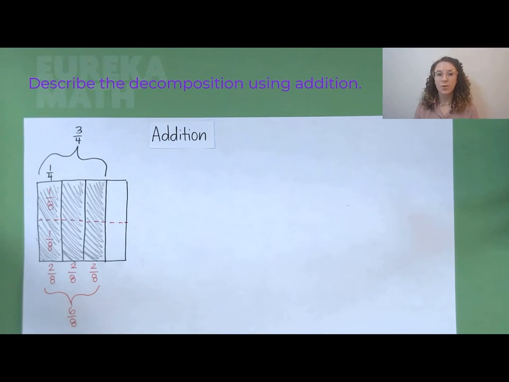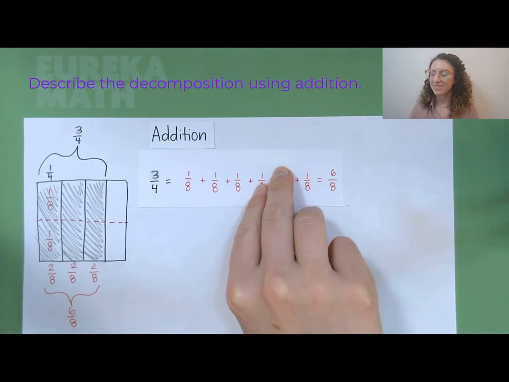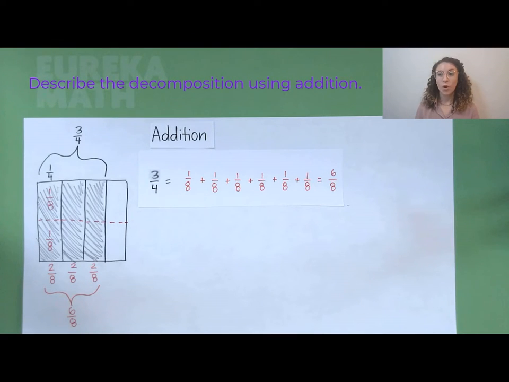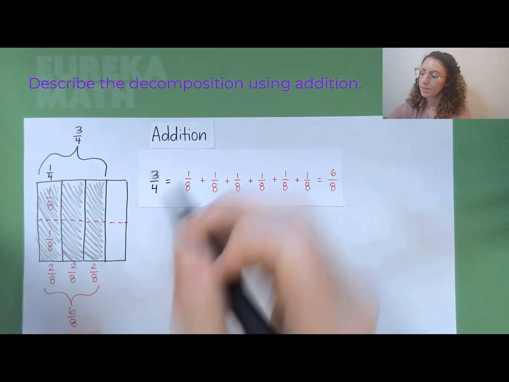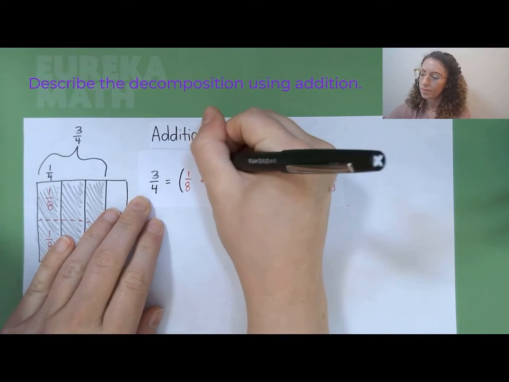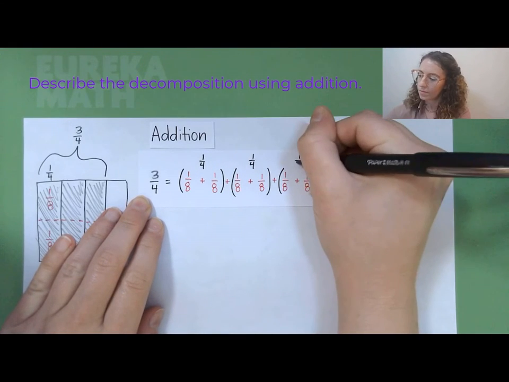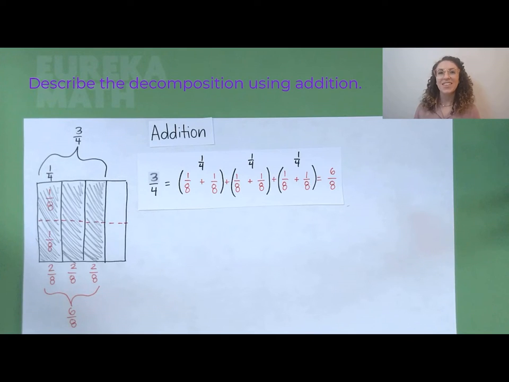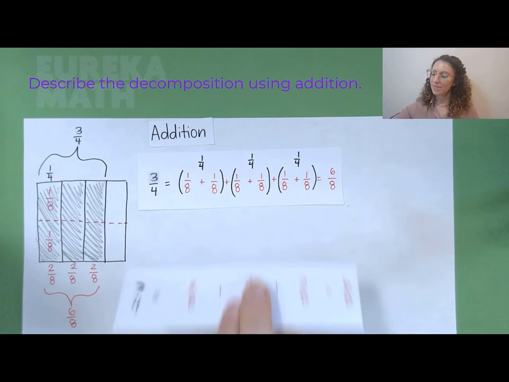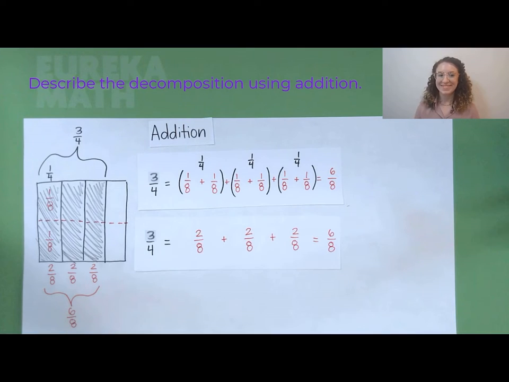Ready? Maybe you wrote that we could add 1/8 6 times. Or maybe you noticed that 2/8 are in each fourth, and you added 2/8 3 times. Either of those would be correct. Now, try describing the decomposition using multiplication.